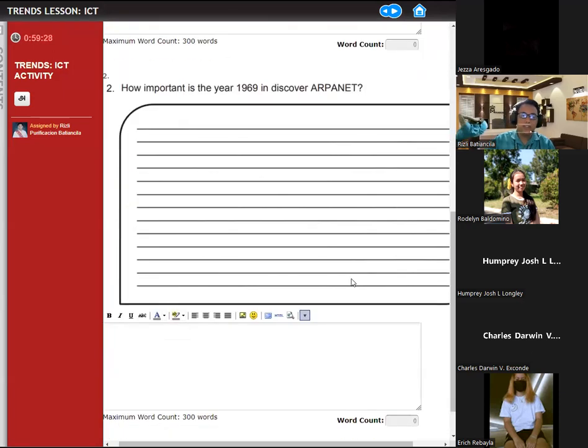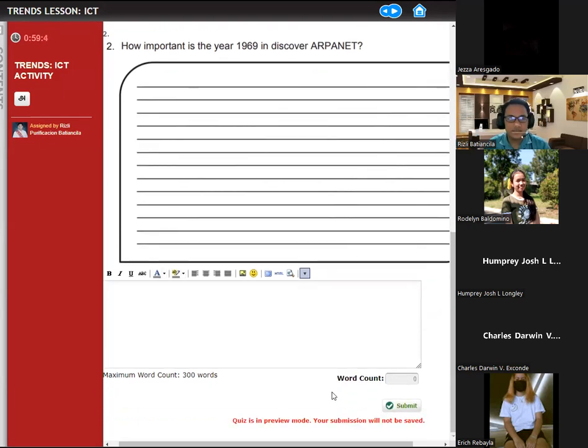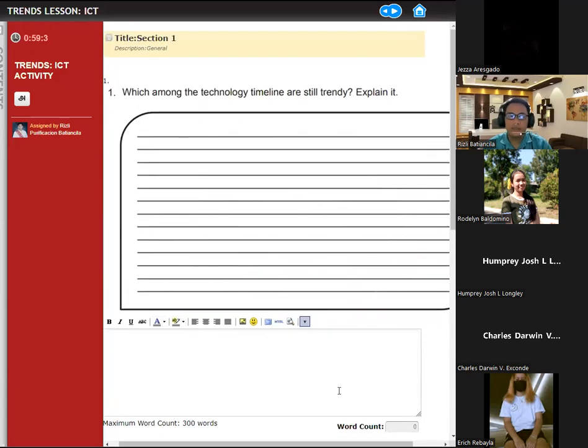And then the second one, how important is the year 1969 in discovering the ARPANET? Okay, so sa tingin ninyo, gaano ba ka-importante yung taong 1969 kung saan na-discover yung ARPANET? Okay, ano ba yung mga naging tulong nito up until today? Okay, nung na-discover yung ARPANET noong 1969. Is that clear? Kindly hit the thumbs up button kung clear tayo dun.